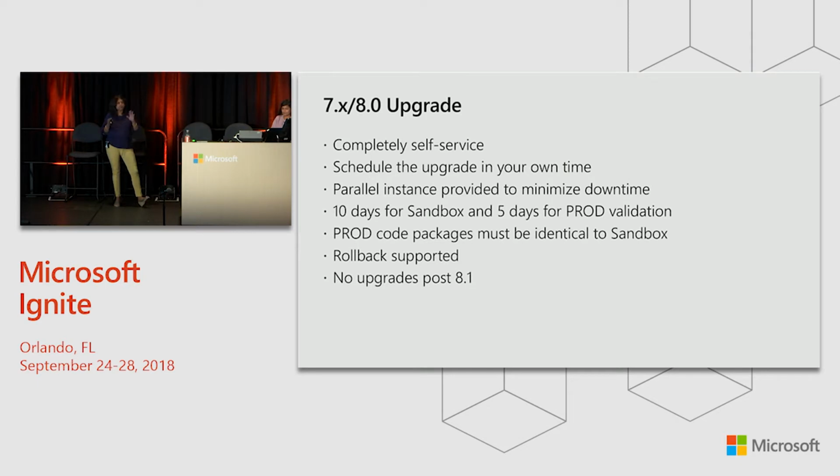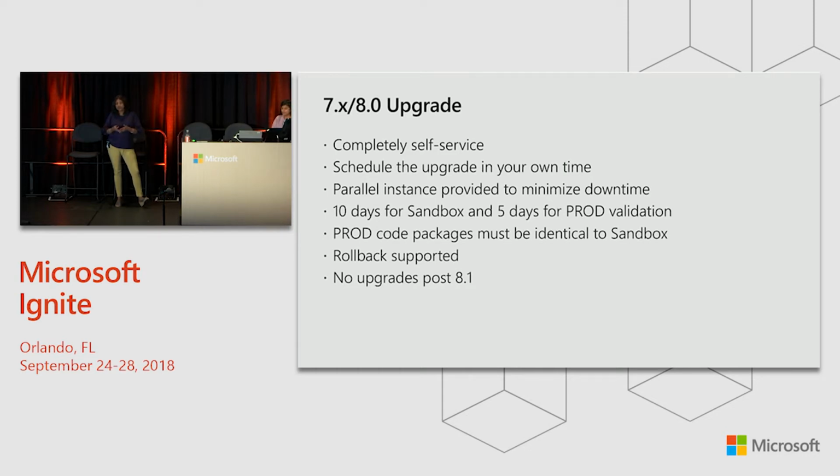One of the things that we are enforcing is that the production code packages must be identical to what you've applied previously on Sandbox. We've seen a number of issues that arise because of this. We do support rollback before you confirm and say everything is good. So when you're validating, if you find any issues, you can say that you don't want to use the instance that was just brought up, and you can go back to your previous instance. That is something that we do support.